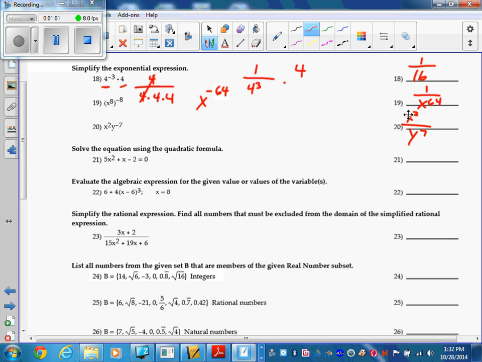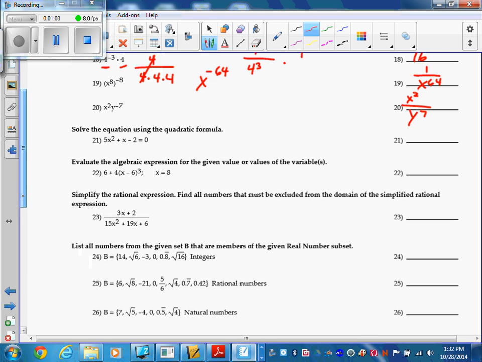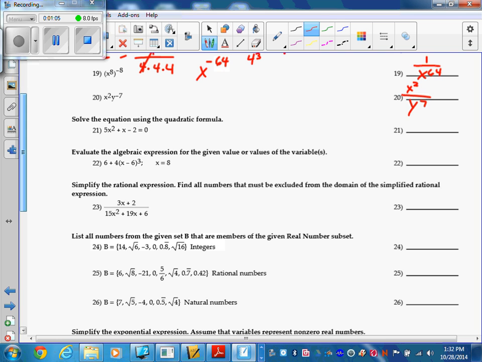Okay, we need to solve number 21 using the quadratic formula. So I want to know if you remember the quadratic formula. What's the quadratic formula? x equals negative b plus or minus the square root of b squared minus 4ac, over 2a.